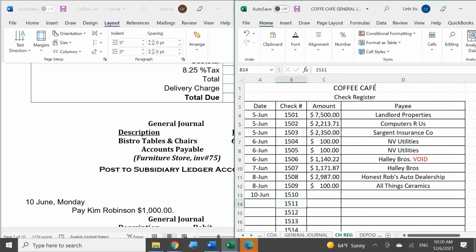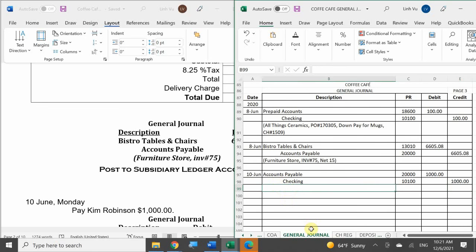So, it is June 10. We're paying $1,000 to Miss Kim Robinson. Okay. So then we got check number 1510. Now we have all the information we need to fulfill this description. In this case, we wrote a check to Miss Kim Robinson. This was for the invoice number 1542 because that's what she billed us with. And of course, we're paying with check number 1510.